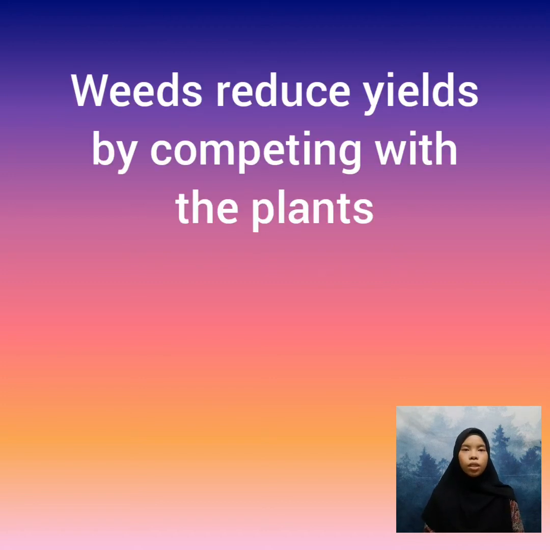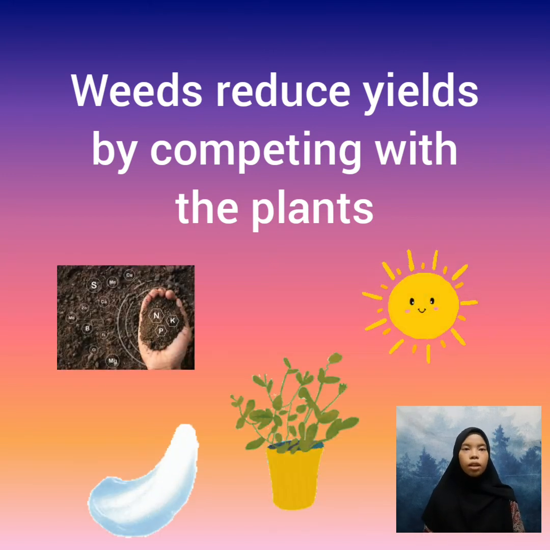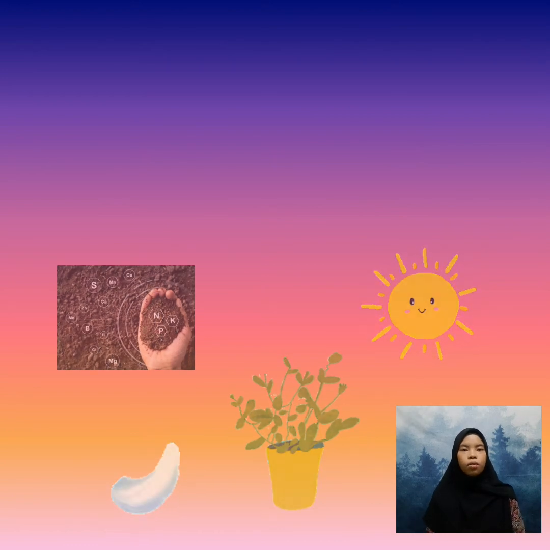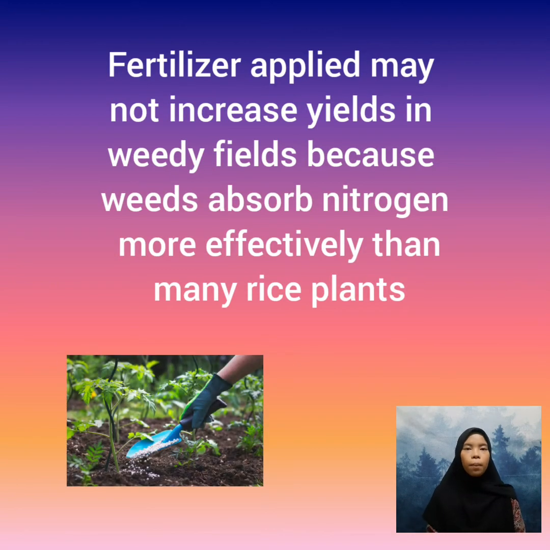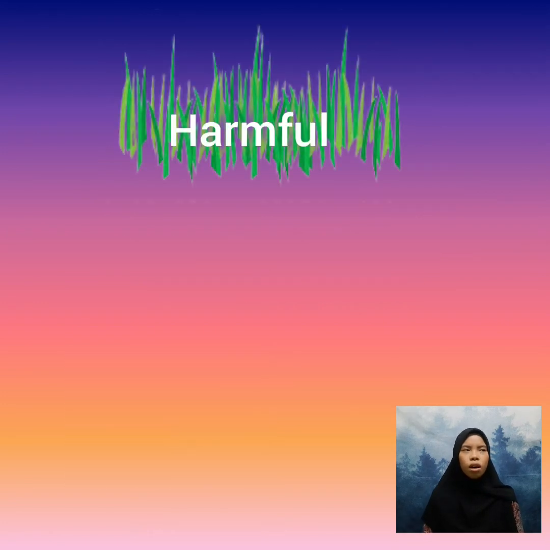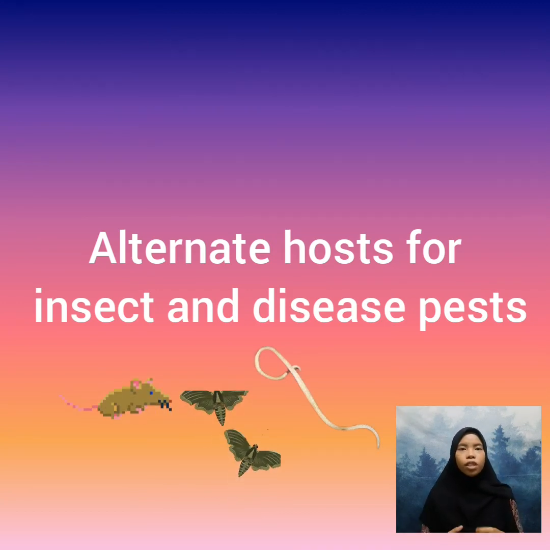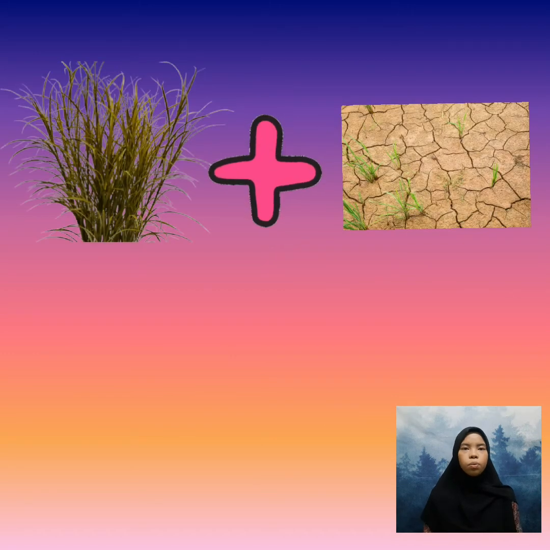Weeds reduce yields by competing with the plants for sunlight, moisture, and soil nutrients. Weeds may affect farming in many ways. For example, fertilizer applied may not increase yields in a weedy field because weeds absorb nutrients more effectively than many rice plants. Also, weeds are harmful because they may be alternate hosts for insects and disease pests of the main crops and provide shelter for rats. Usually the weed problem is more serious in dry land.